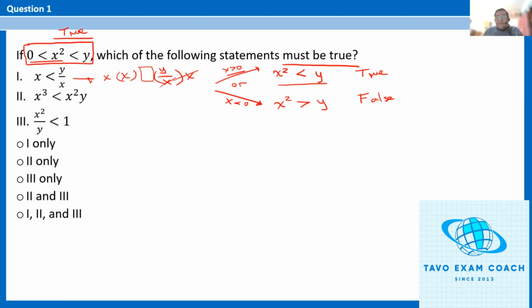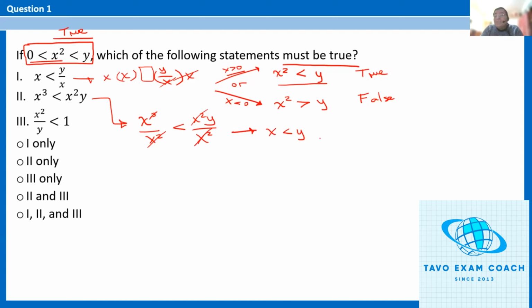Let's analyze statement 2. It says that x cubed is less than x squared times y. One way to simplify would be dividing the original inequality by x squared, provided that x squared always represents a positive value. By simplifying, we have the inequality x is less than y.